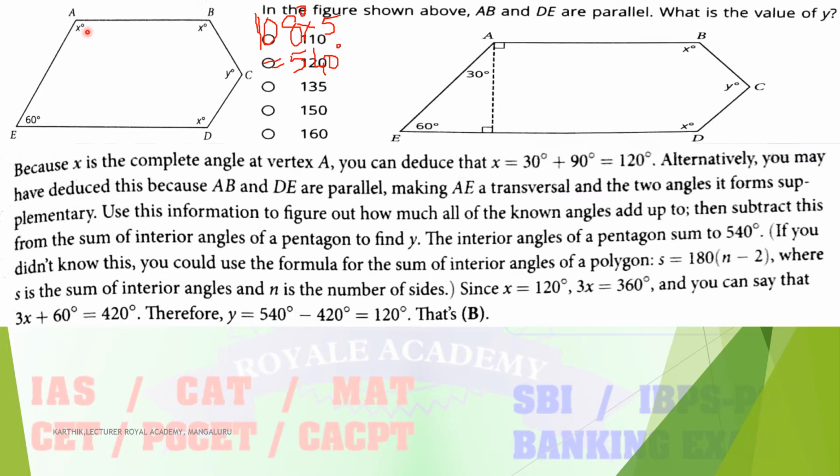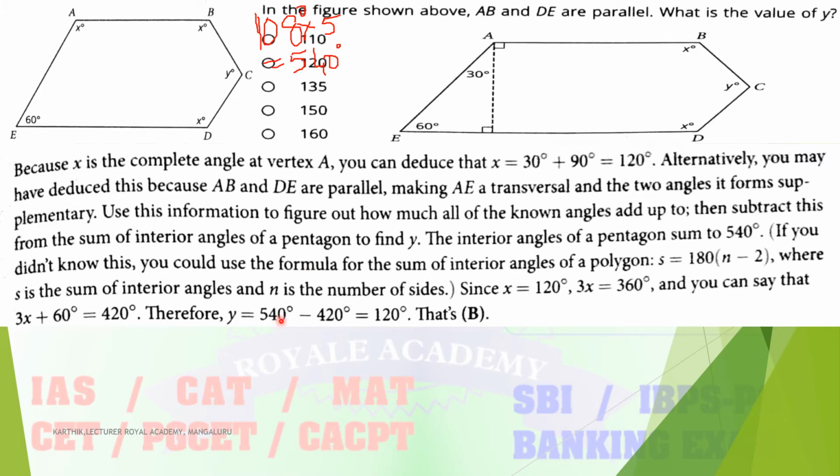Then total is how much x is there? 1x, 2x as well as 3x. 3x is equal to 3x. Okay, 3x plus 60. 3x plus 60 is how much? x is equal to 120. 120 into 3 is nothing but 360, plus 60 is nothing but total angle is 420 degrees.